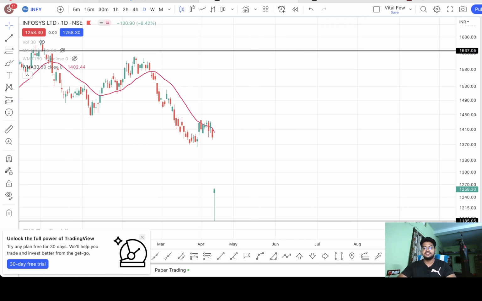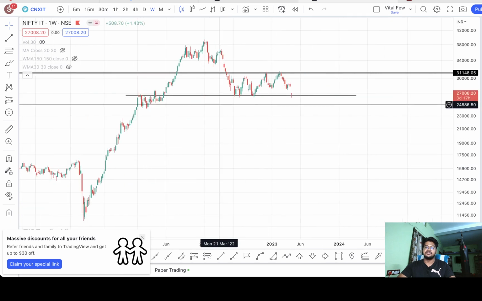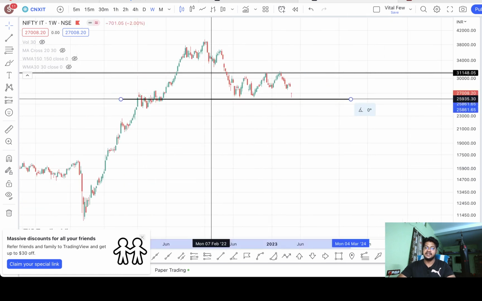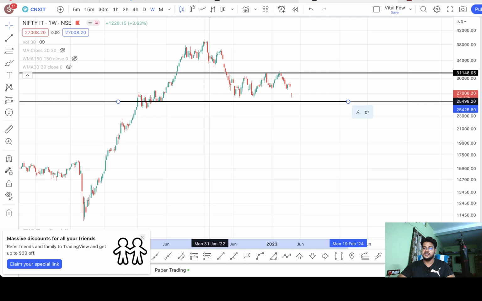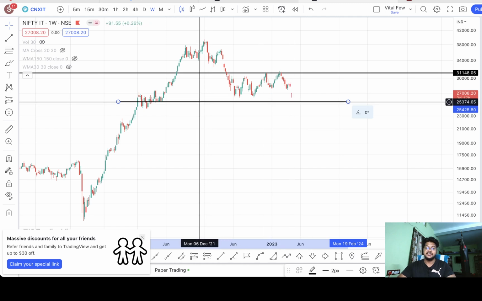But if you are an investor, then definitely wait for the confirmation, and also you can invest in the ETF, the entire IT index ETF, and also in some of your favorite IT stocks. If Infosys is one of your favorite stocks, you can invest there, but only after proper price action, and you can check the other stocks as well, like TCS and the other stocks in the index.